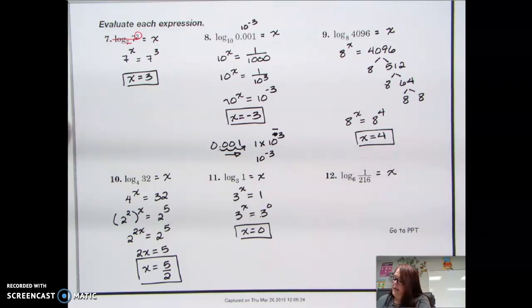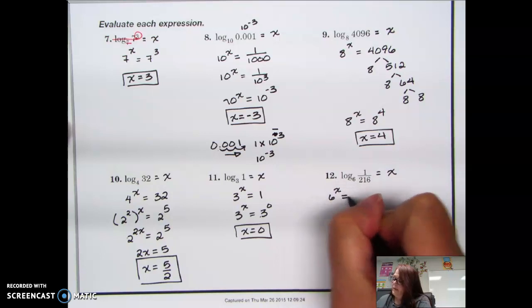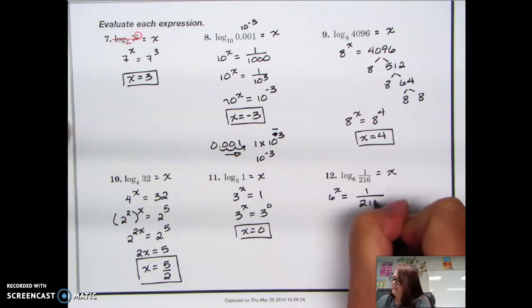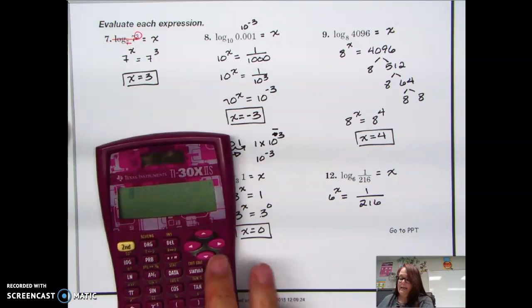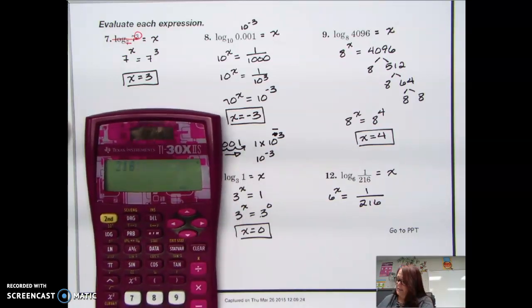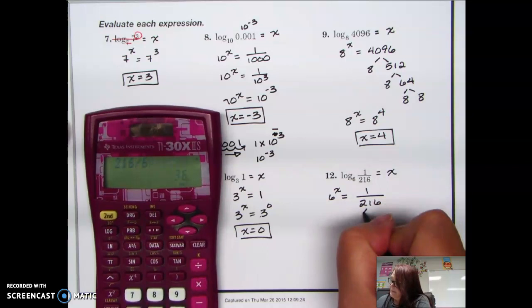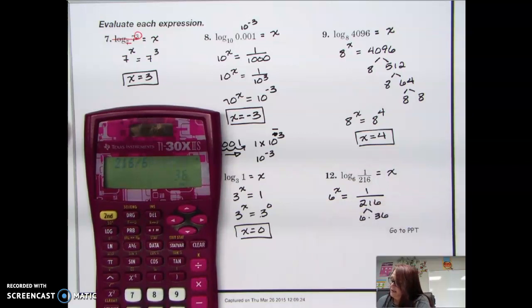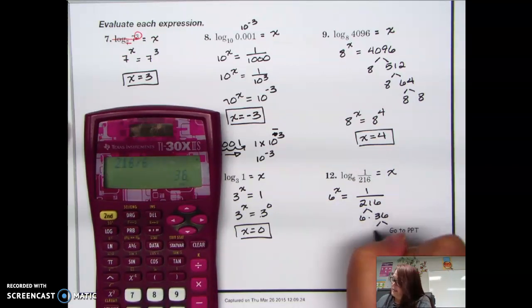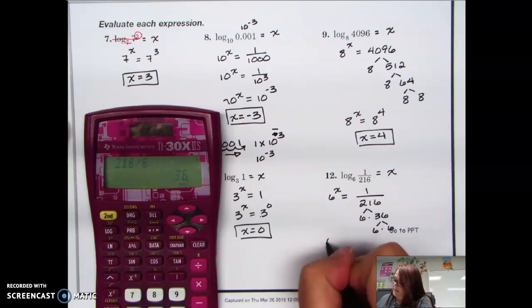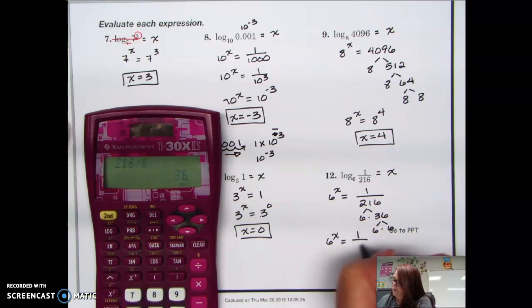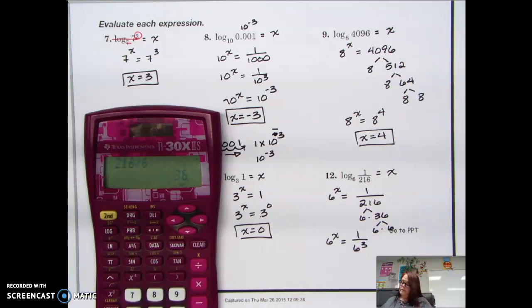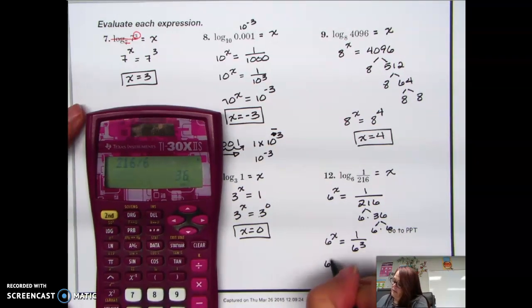So if I set this equal to x, I have 6 to what power gives me 1 over 216. So again, thinking that I want to get the same base, I'm going to do 216 divided by 6, and that gives me 6 times 36. And we know that 36 is 6 times 6. So this is saying 6 to the x power is equal to 1 over 6 cubed. And 1 over 6 cubed is really 6 to the negative third. And so that means x is equal to negative 3.